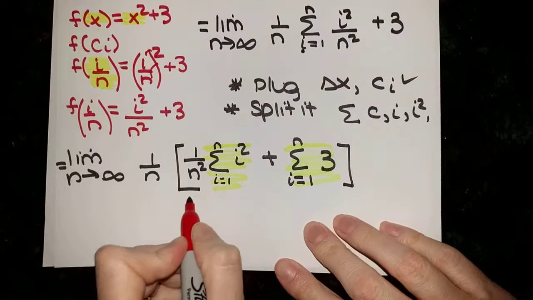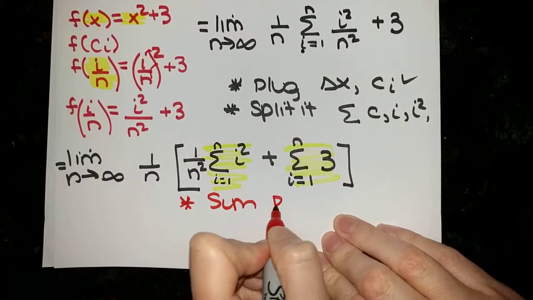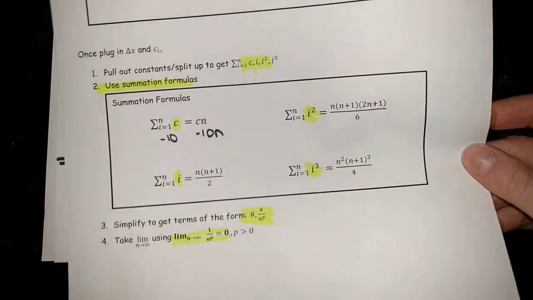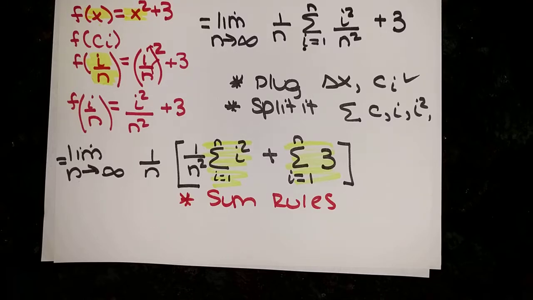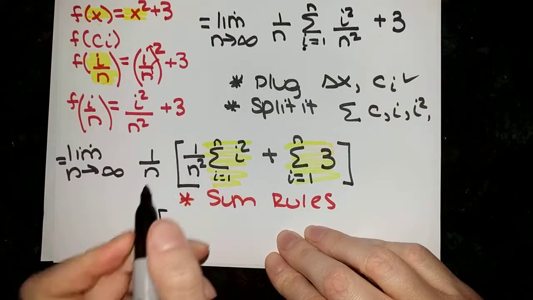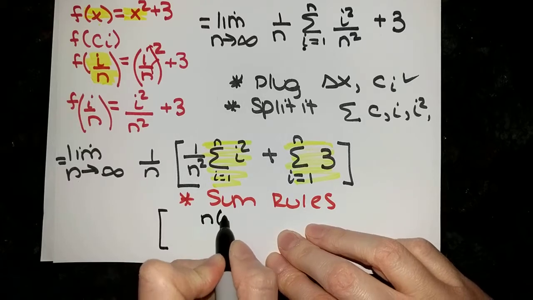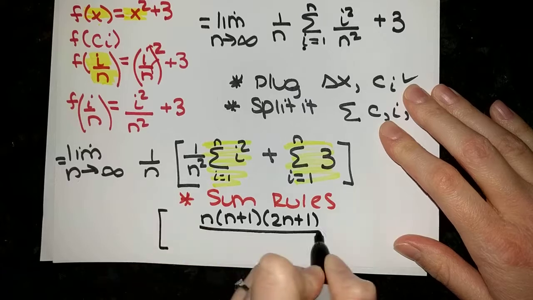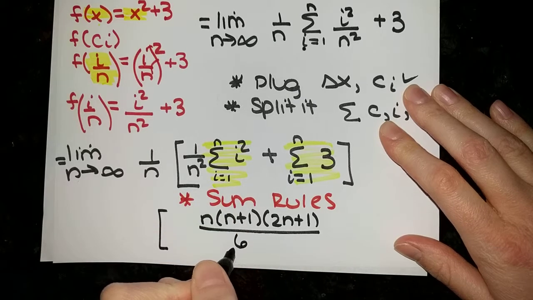So here we are going to use our summation rules, and again, those are what are over here, these 4 rules on the worksheet. That's what we're using now. So plugging in, just for this i squared, it will become n times n plus 1 times 2n plus 1 over 6. That's my i squared plugged in.